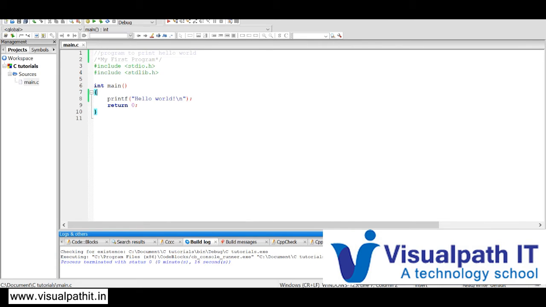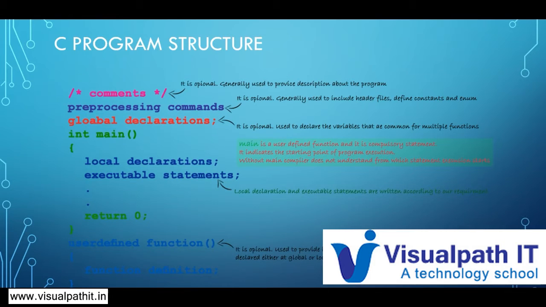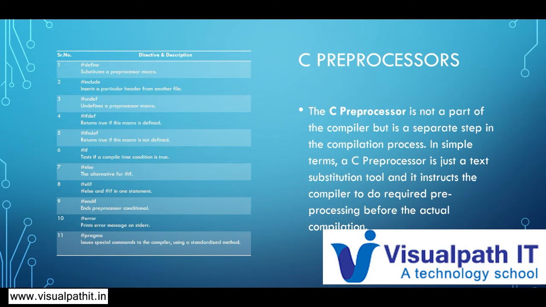Here stdio.h stands for standard input output header file. There are many preprocessor commands like this. What a preprocessor actually does is this: the preprocessor is not a part of the compiler, but a separate step in the compilation process. In C, the preprocessor is just a text substitution tool, and it instructs the compiler to do preprocessing before the actual compilation. There are different directives like define, include, undef. These are different types of preprocessor directives that we use in the C program.